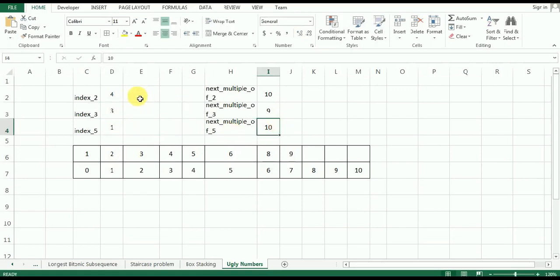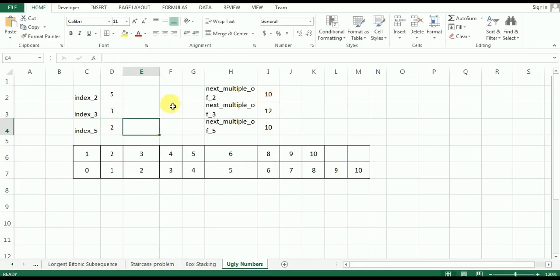Cool. So 2 multiplied by value at index 4, which is 5, I get 10. 3 multiplied by value at index 3, which is 4, so 3 into 4 is 12. 5 multiplied by value at index 1, which is 2, 5 multiplied by 2 is 10, so this is going to stay 10. The minimum value I am going to get is 10, and since 2 and 5 both have this minimum value, we again have joint winners, and that is why this index gets incremented to 5 and this index gets incremented to 2.